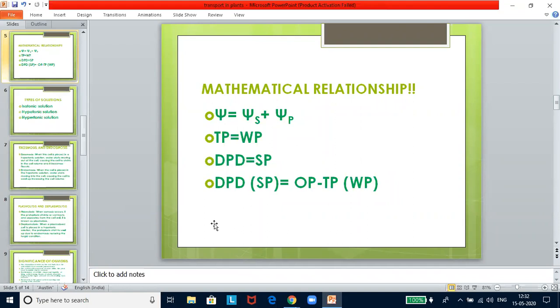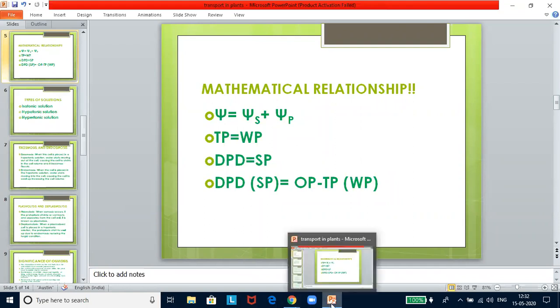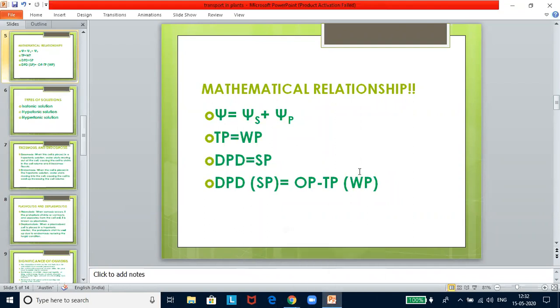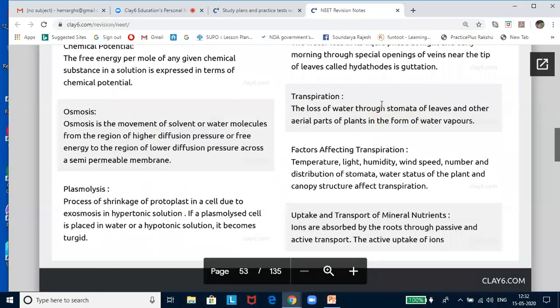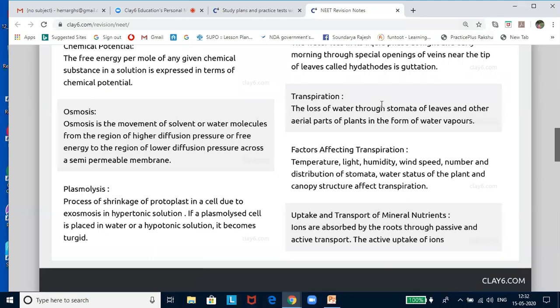Okay. So, what is the significance of osmosis? You know that osmosis is very important for plants because it is responsible for absorption of water by roots, turgidity of plant organs, cell-to-cell movement of water, opening and closing of stomata, and resistance of plants to drought, frost, etc.